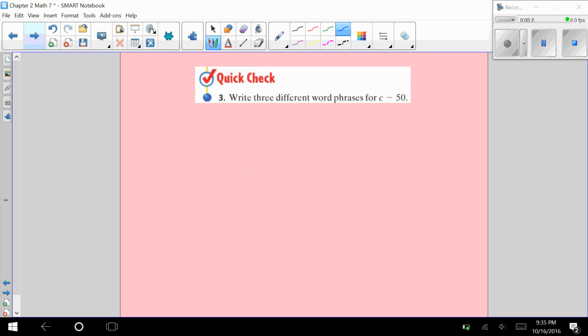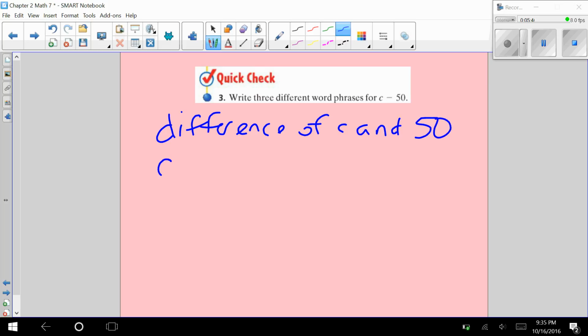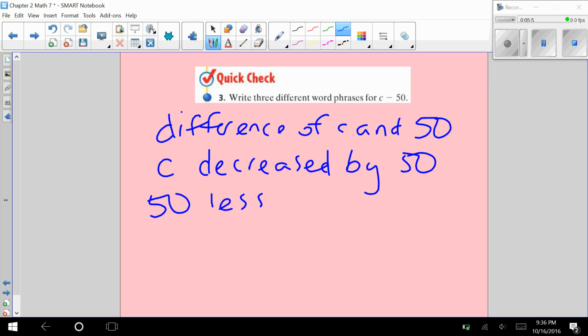So try this. Write 3 different word phrases for c minus 50. All right, I'll give you a couple examples of what I would say. The difference of c and 50. We could say c decreased by 50. Or we could say 50 less than c.